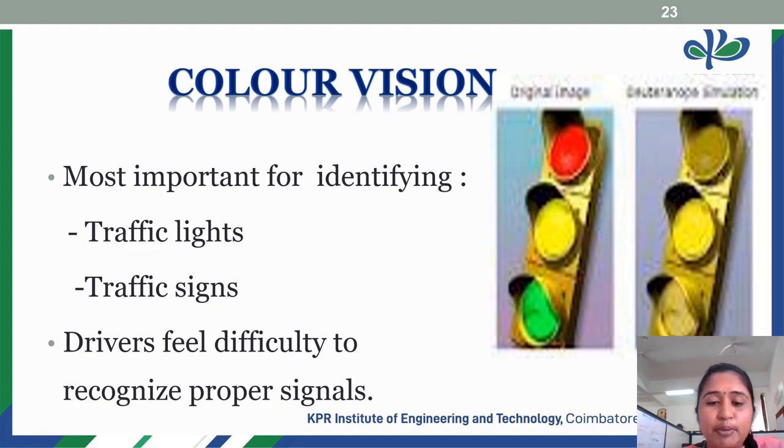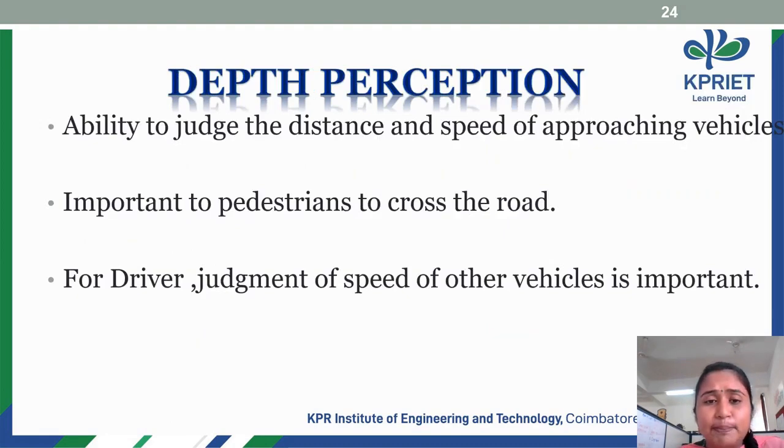So to recognize the proper signal, color vision is very important. So it is also considered as one of the important factors in the physical characteristics. And the next important factor is depth perception, that is perceiving the situation on the road. The ability of the driver to judge the distance and speed of the approaching vehicle is considered as depth perception.